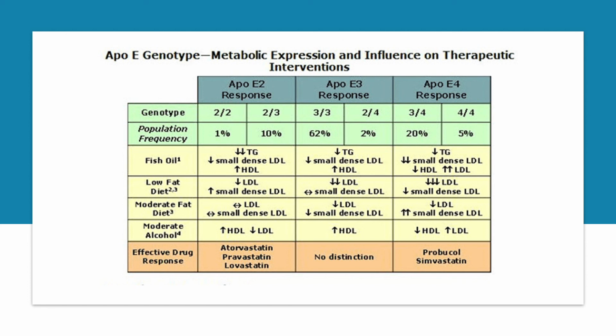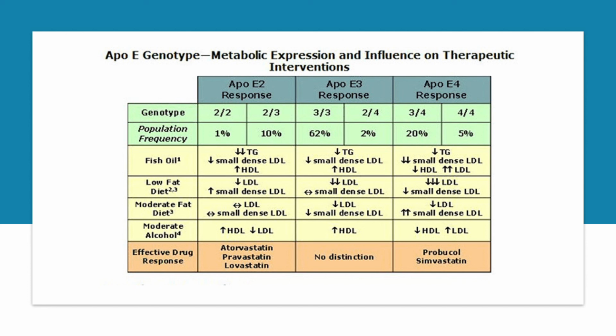An E4 should be eating a low-fat diet. So yes, we need to know that. I also like this slide down here at the bottom, because if you happen to pay the 80-90 bucks to get that genetic testing, and you know that you're an E4 and you have cholesterol problems, well, we know that simvastatin is going to be better. For somebody who's an E2, atorvastatin, pravastatin, or lovastatin is going to be better to treat their cholesterol.